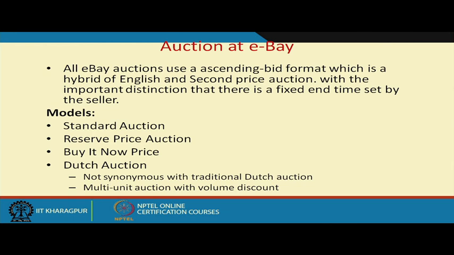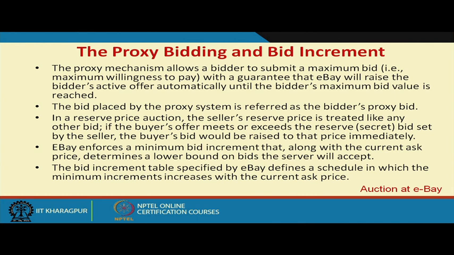Then there is a buy now price, which is the highest price. If somebody, before the auction starts or even in between the auction, offers that highest price, the item is sold. Then they also implement Dutch auction, but this is not the Dutch auction that we discussed in one of the earlier classes. It is not synonymous with the traditional Dutch auction, it is basically a multi-unit auction with volume discount. They provide a facility for proxy bidding with bid increment.